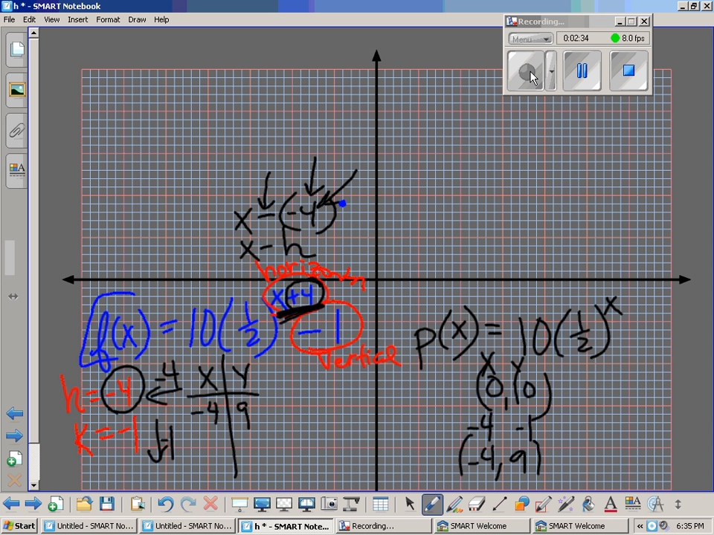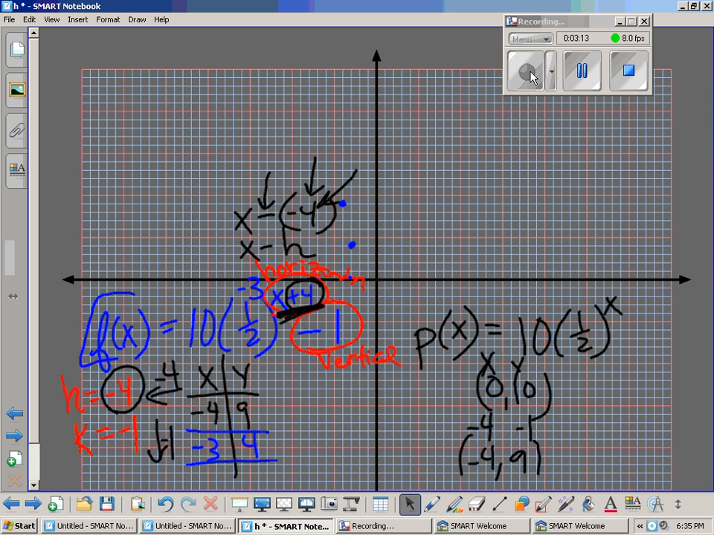Now I'm just going to plug in some points and try to get some nice values that will allow me to quickly graph this. For x, let's put in -3. -3 plus 4 gives me +1. 1/2 to the power of 1 is just 1/2. 1/2 times 10 is 5. 5 minus 1 gives me 4. So if I plug in -3, I get out +4. So -3, and up 1, 2, 3, 4. And then I can graph that value.